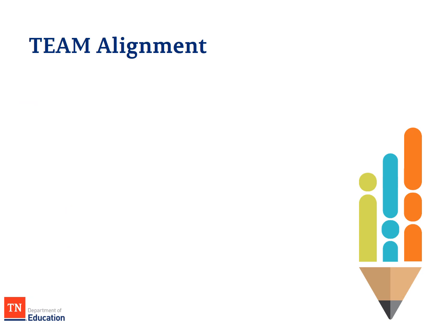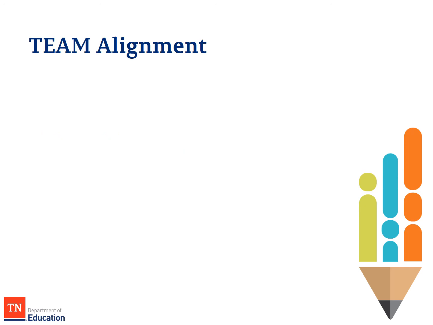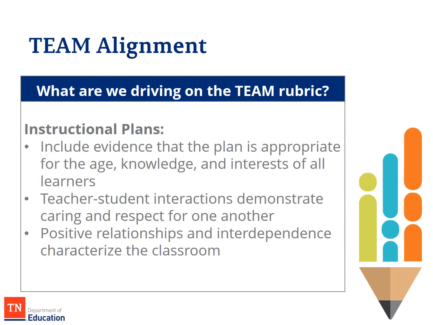The second indicator this session is aligned to is the expectations indicator. Go ahead and read the 3 descriptors that align here. And our third indicator is the instructional plans indicator. We have 3 descriptors that align here. Go ahead and read through these so you have the full picture of every descriptor that this session is driving towards.